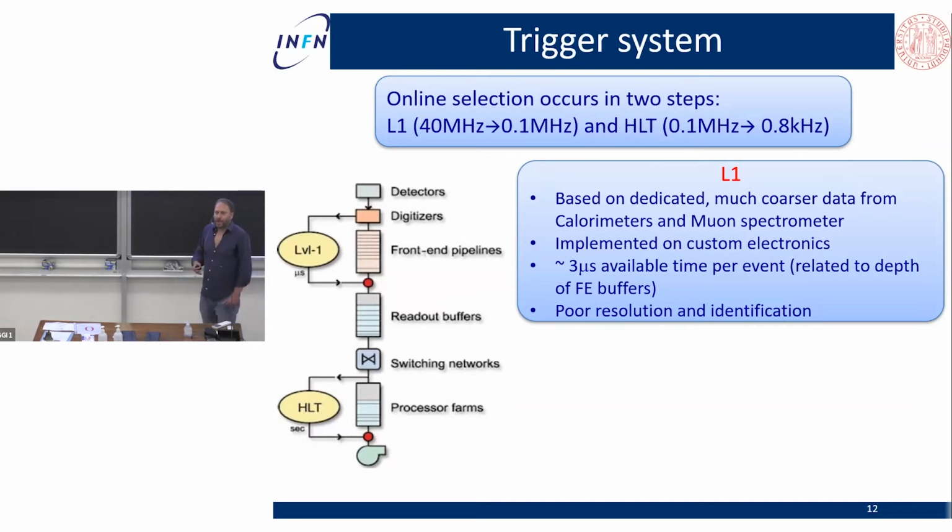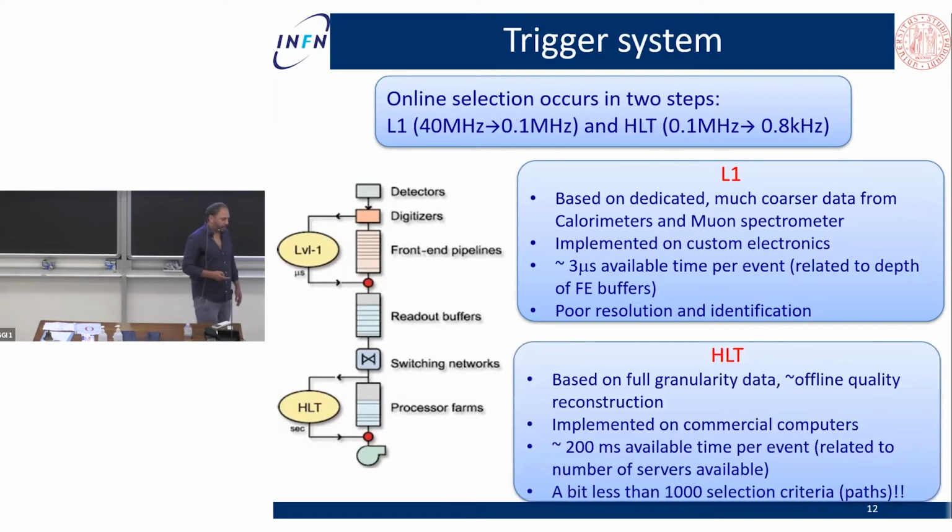In the end, we actually have a very poor understanding of what's going on. We can say maybe there is a muon, maybe there is an electron, something like that, but we have a very poor view of what's going on. The second step is a finer step. It's based on full granularity data and brings the rate from 100 kilohertz to a few hundred hertz, and it's based on offline quality reconstruction. We essentially have 200 microseconds to look at the data.